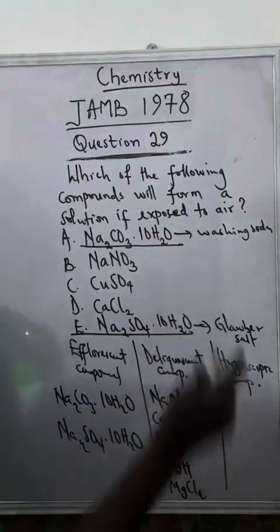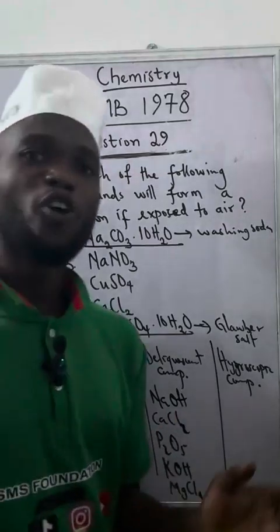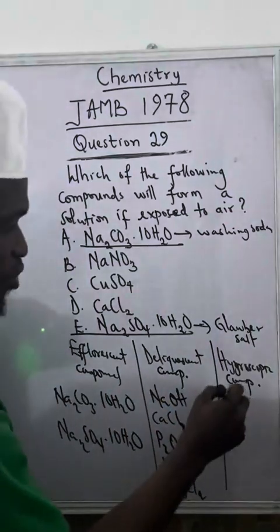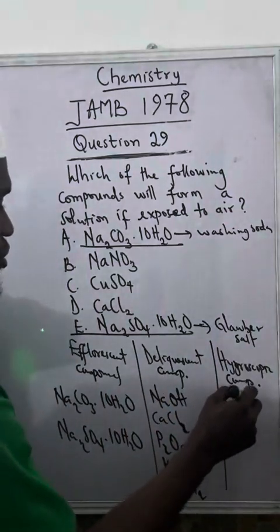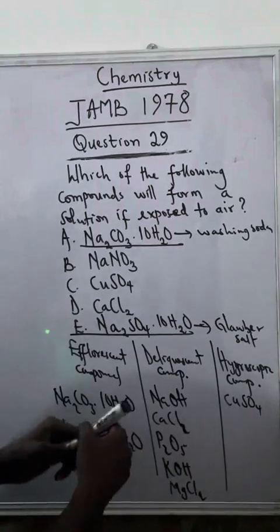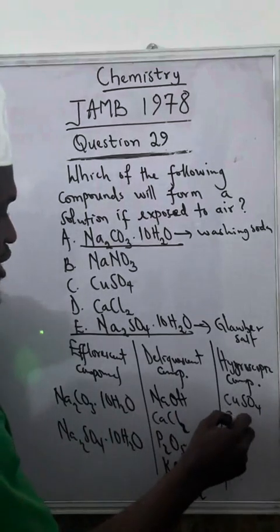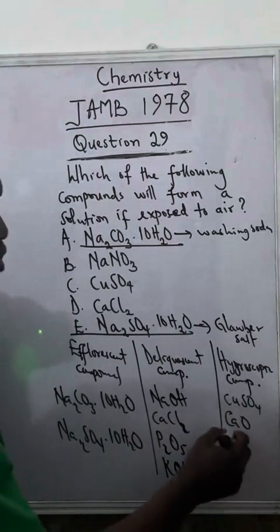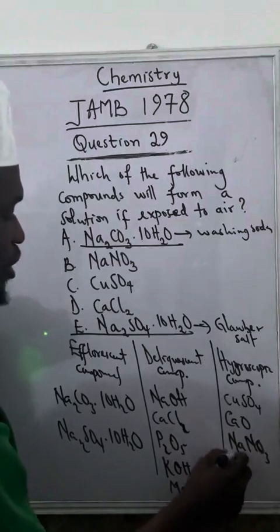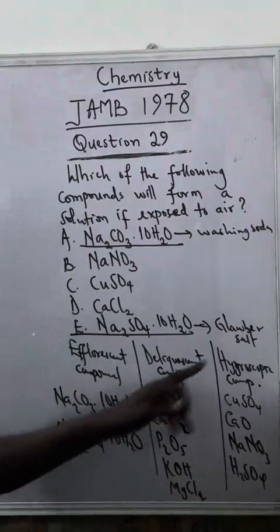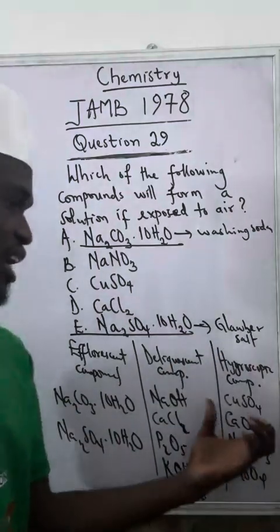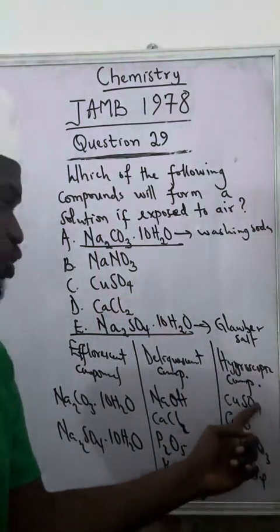But hygroscopic compounds are those that only attract moisture but do not form solution. We have copper sulfates. So we have what we call quicklime too. That's calcium oxide. So we also have sodium nitrate, NaNO3. And then we have H2SO4, sulfuric acid. So you have to master this. So it's for you to remember. These ones, they absorb moisture, but they don't form solution with it.